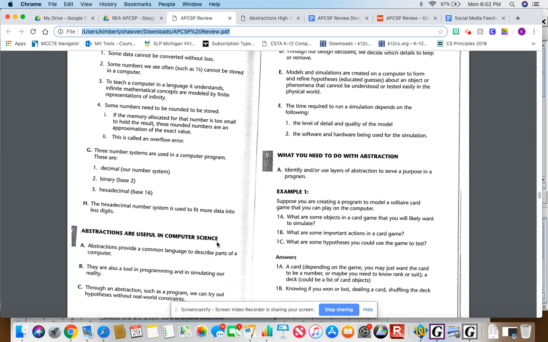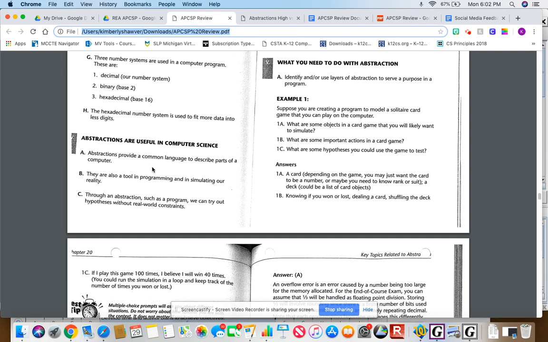Some numbers need to be rounded to be stored. So if I have a number that has 5 million decimal places, that's unrealistic for us to store that number. So we're going to have to round the numbers. And this is called an overflow error.